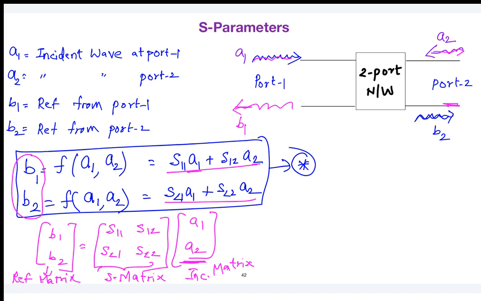Also, when you give some input here, some energy will be reflected at port 2 and some energy will be transmitted into port 1. So some energy will be the contribution from A1, or A2 can also contribute for B1. The same kind of symmetry you can apply for port 2 also. So the resultant matrix can be written as the S matrix times the incident matrix.